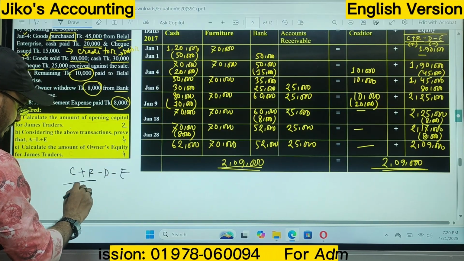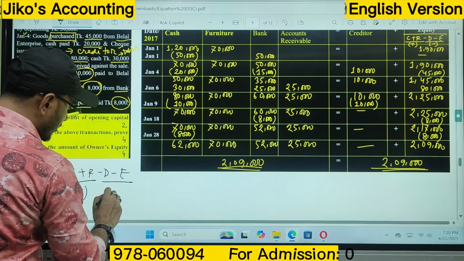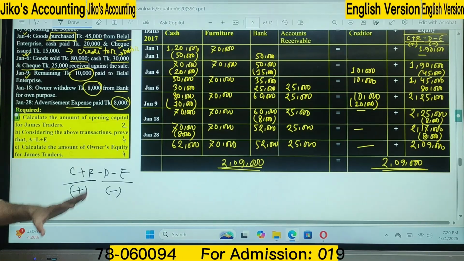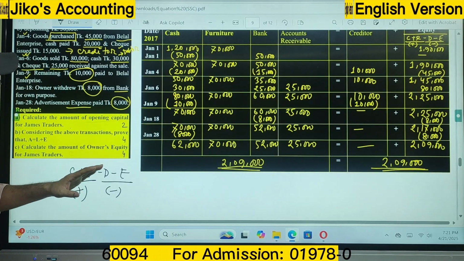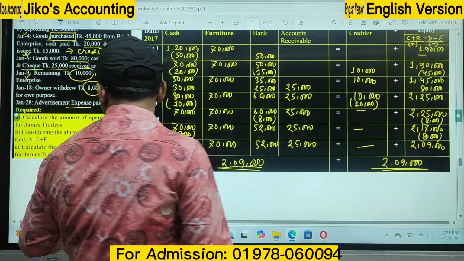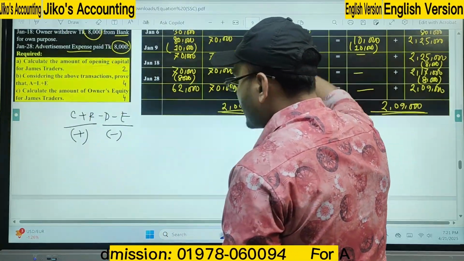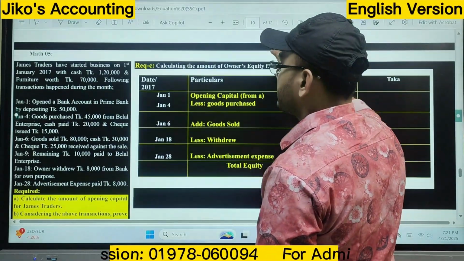Whenever capital and revenue are included in the business, we have to add all this amount. From the total amount, we have to deduct drawing and expenses. Only these four elements, regarding these four elements, whatever transaction is given there, that would be included in this requirement. So move to our last requirement.